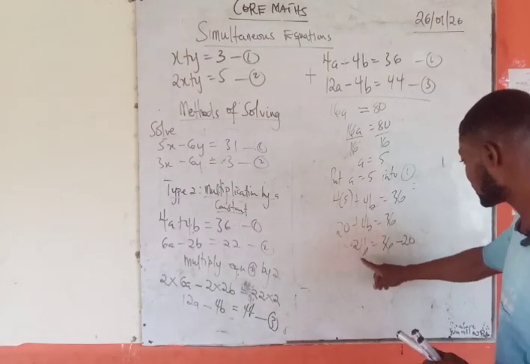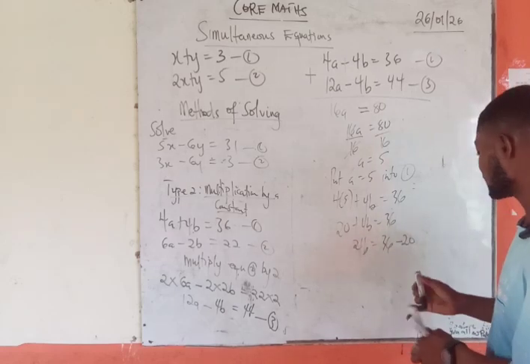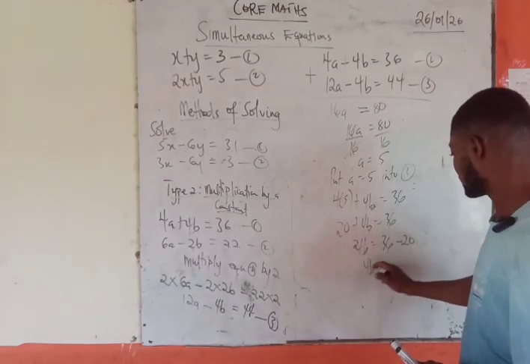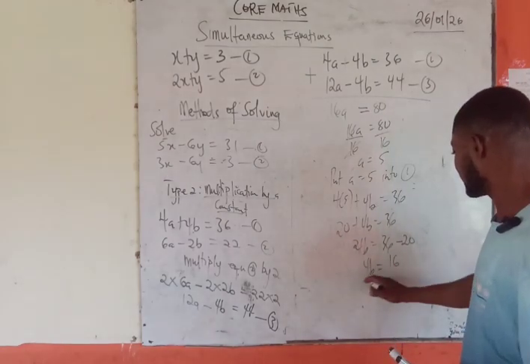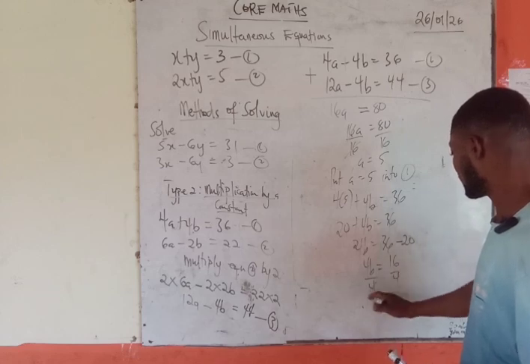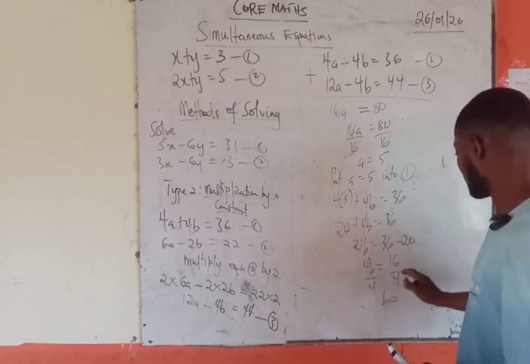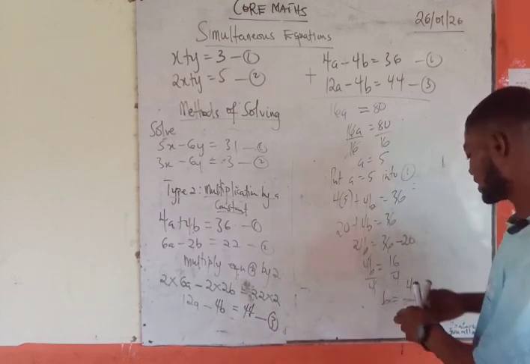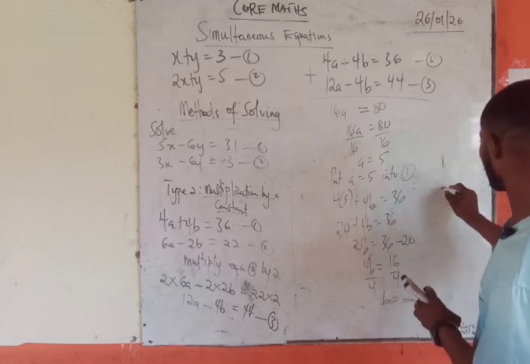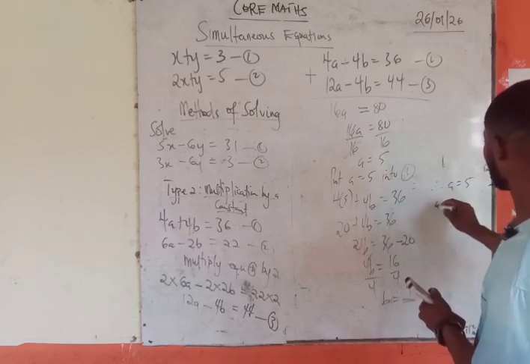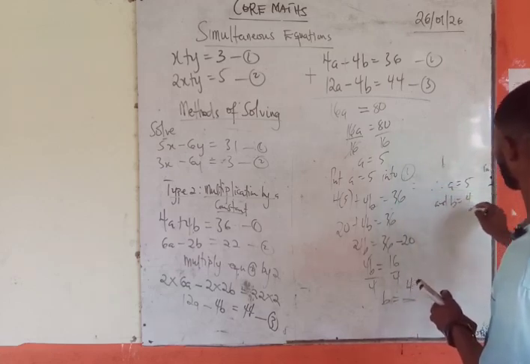So 4b is equal to 36 minus 20. 4b is now equal to 16. Divide through by 4. b is equal to 4. So we say that therefore a is equal to 5 and b is equal to 4.